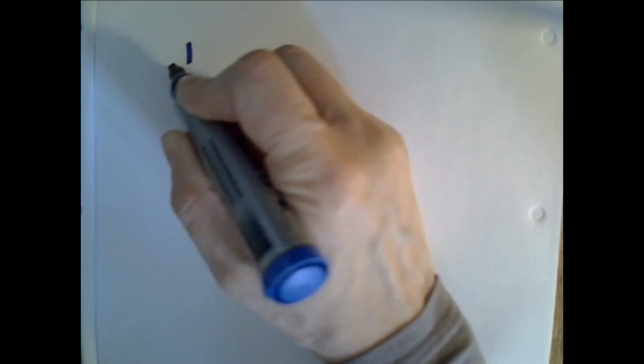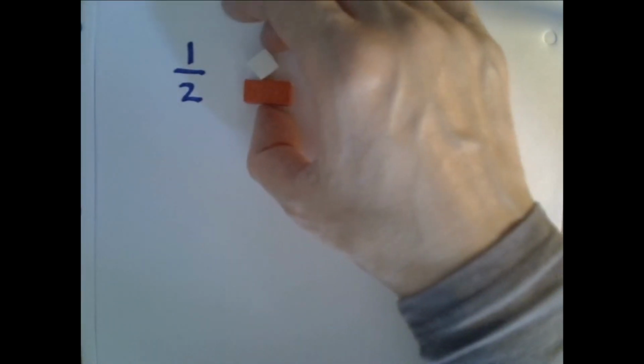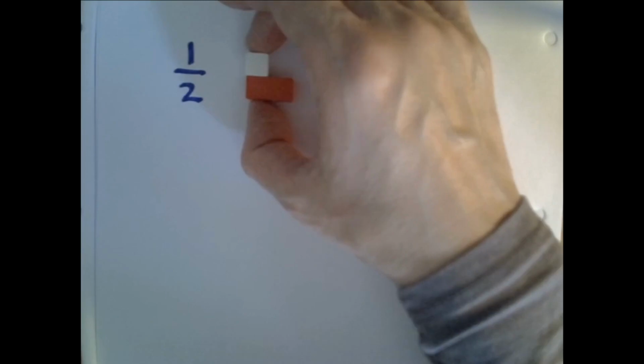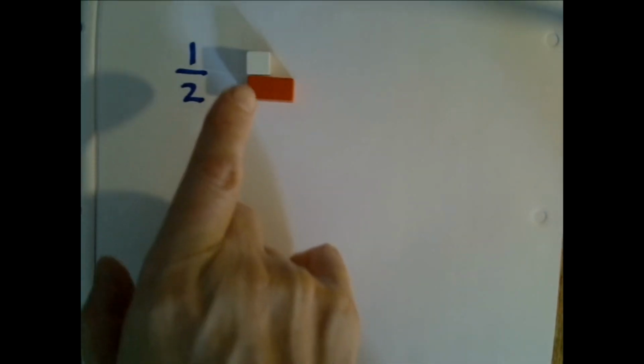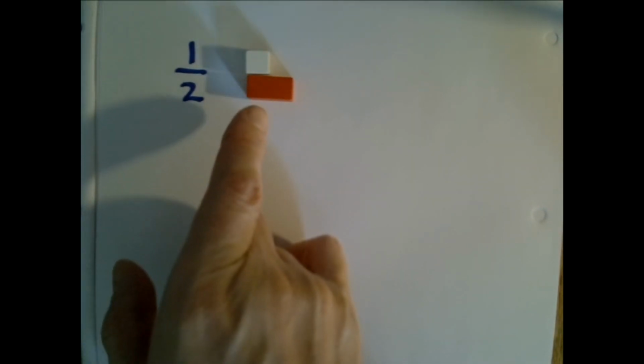Let's say you wanted to make a half. You'd make it with a 2 on the bottom and a 1 on the top. So you've got a 1 for the numerator and a 2 for the denominator. 1 out of 2. And you can see that there's half the amount of white as there is red.